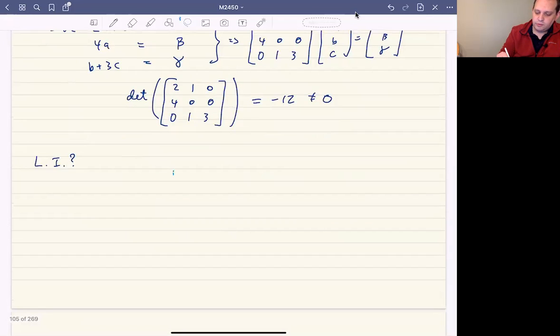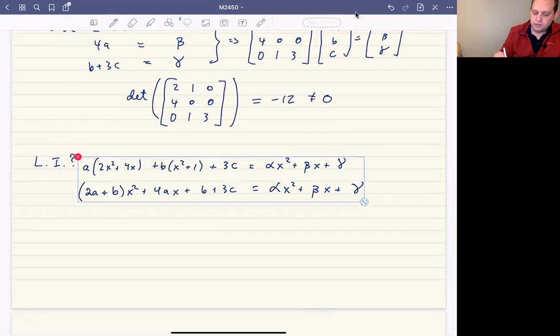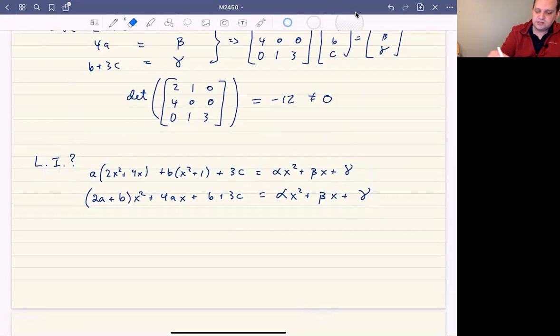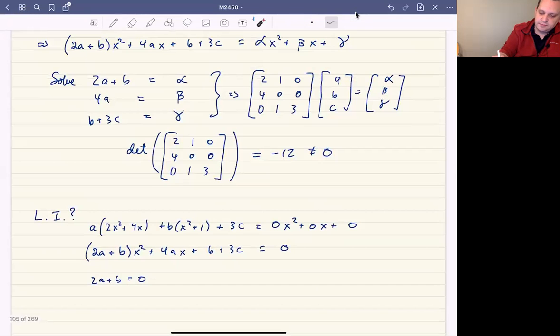Then to figure out whether or not the set of vectors is linearly independent, we want to solve this equation not equal to some generic polynomial alpha x squared plus beta x plus gamma, but we want to look at 0x squared plus 0x plus 0, because that's the zero polynomial. We're thinking about the constant function y equals 0, the horizontal line through the x-axis. If we want to set this equal to 0, this means that now we have to solve 2a plus b equals 0. It's basically the same system, just with alpha, beta, and gamma all replaced by 0.